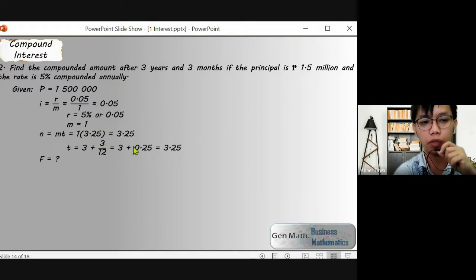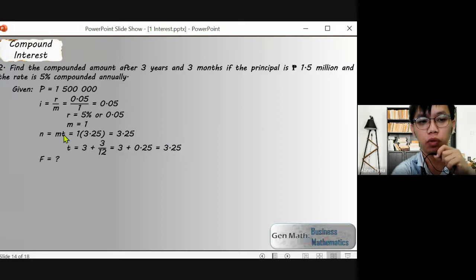And always remember, don't forget that the length of time must be expressed in years. So the 3 years and 3 months, we need to convert that in years. Given na yung 3 years, yung 3 months na lang i-convert natin, yung additional 3 months. So the 3 months, just divide it by 12. 3 divided by 12 is 0.25 year. And then we're just going to add it to 3 years. So ang length of time natin is 3.25.